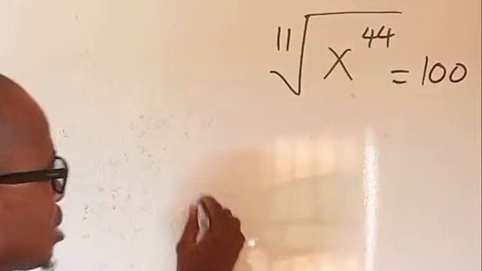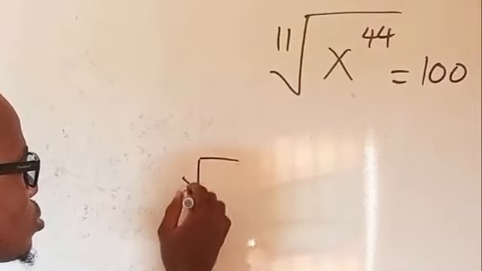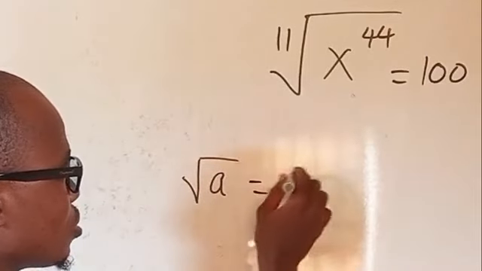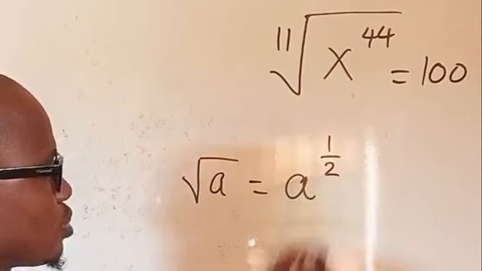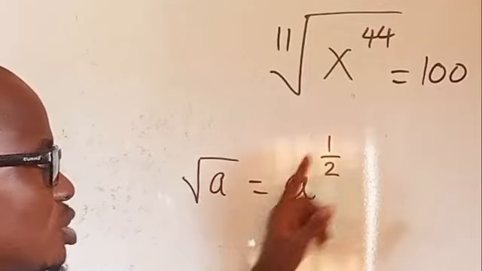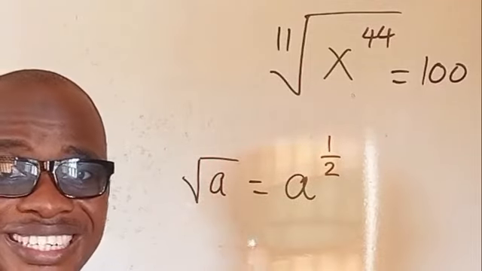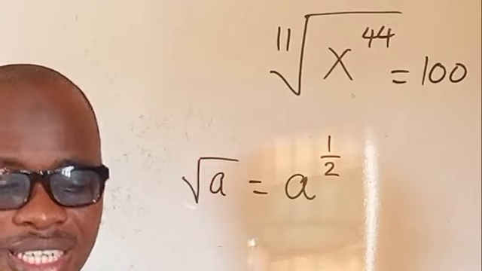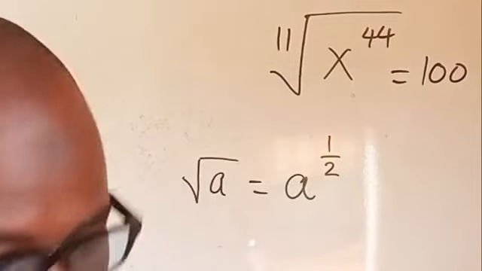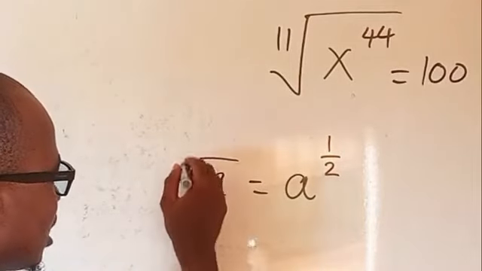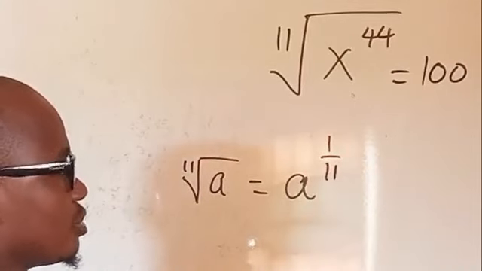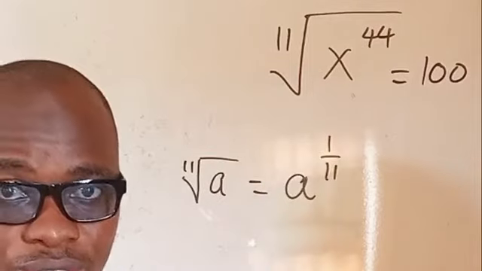If you remember from the law of indices, if you have something like the square root of a, this is going to be a to the power of 1 over 2. So this square root will change to a fractional index power. The same thing applies here: if you now have the 11th root, instead of 1 over 2, this is going to be 1 over 11, and that is the idea we are going to use here.